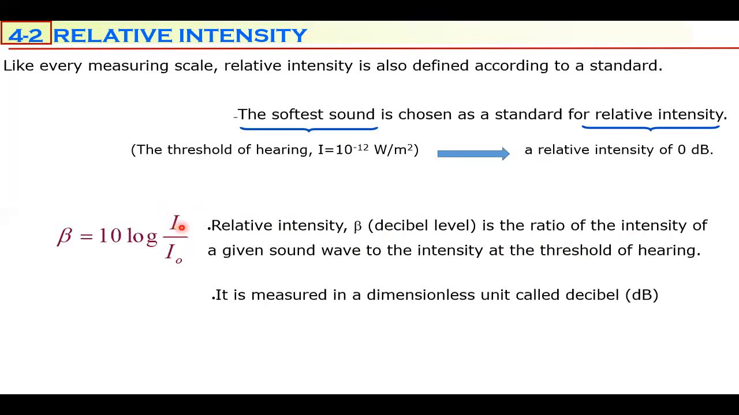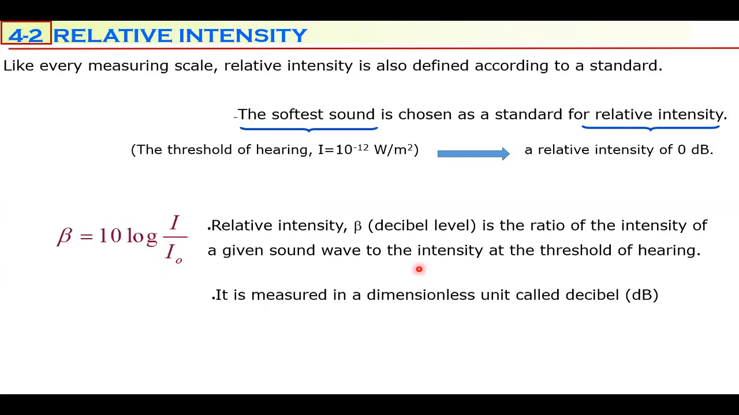It can be, for example, that outside there is a thunderstorm. What is the decibel level of a thunderstorm? You are going to write the intensity of the thunderstorm here, and here you are going to write the intensity of the threshold of hearing, I0. After that, you divide these two, take the logarithm, multiply by 10, and you get the relative intensity of that thunderstorm in your ear.